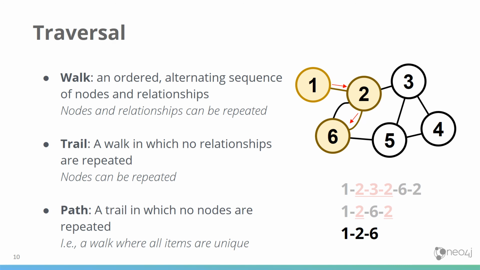And finally, let's talk about a path. This is a trail in which no nodes are repeated. Stated another way, a path is a walk in which all items are unique, nodes and relationships both. The trail we just followed, 1, 2, 6, 2, is not a valid path because it visits node 2 twice. Drop that last hop, and this becomes a valid path.